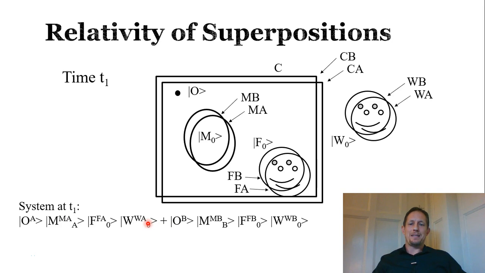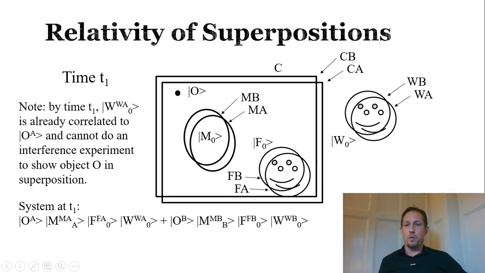And so at time 1, we already see this complete entanglement of Wigner with the friend, with the measuring device, with the object. Now, by that time it's already correlated, and so that means that Wigner, even at time 1, cannot do an interference experiment to show the object in superposition, because no matter which Wigner happens to do the experiment, that Wigner is correlated to a particular state of the object, so cannot show a superposition of that object.